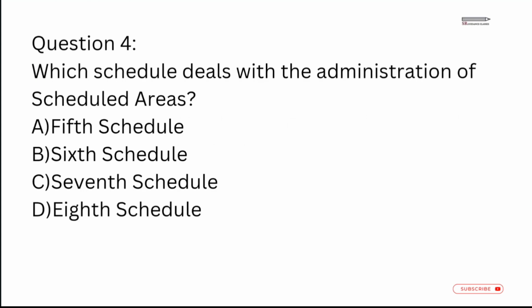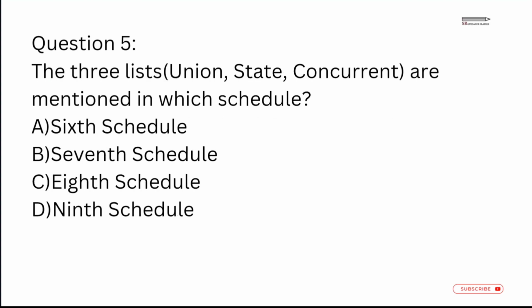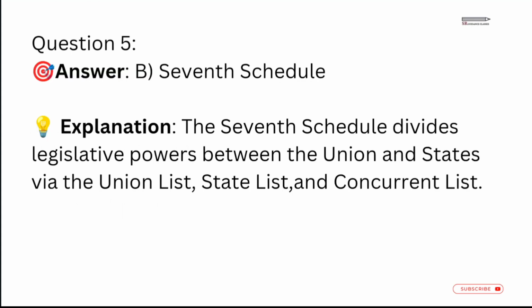Which schedule deals with the administration of scheduled areas? The answer is option A, fifth schedule. The three lists, union, state, and concurrent, are mentioned in which schedule? The correct answer is option B, seventh schedule.